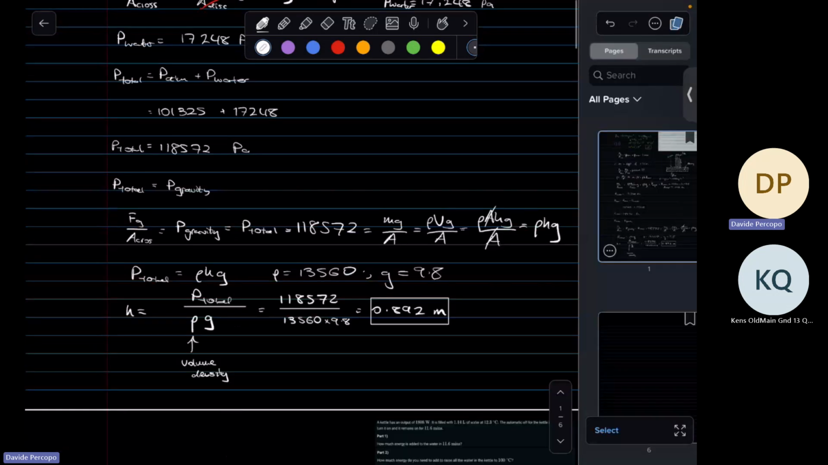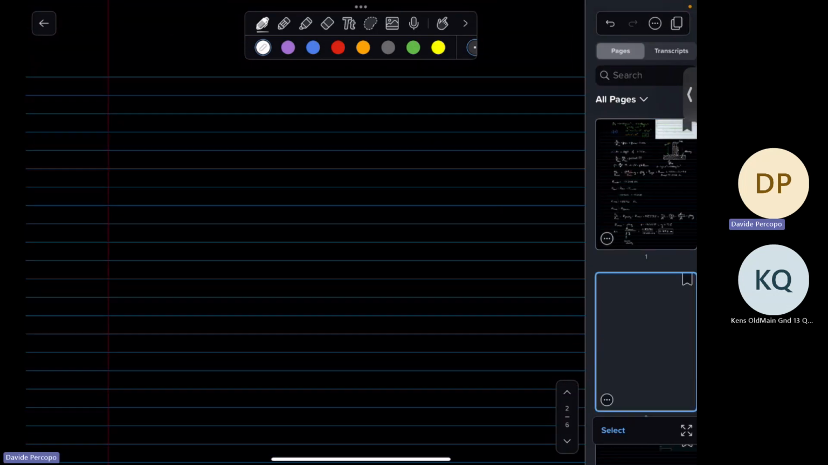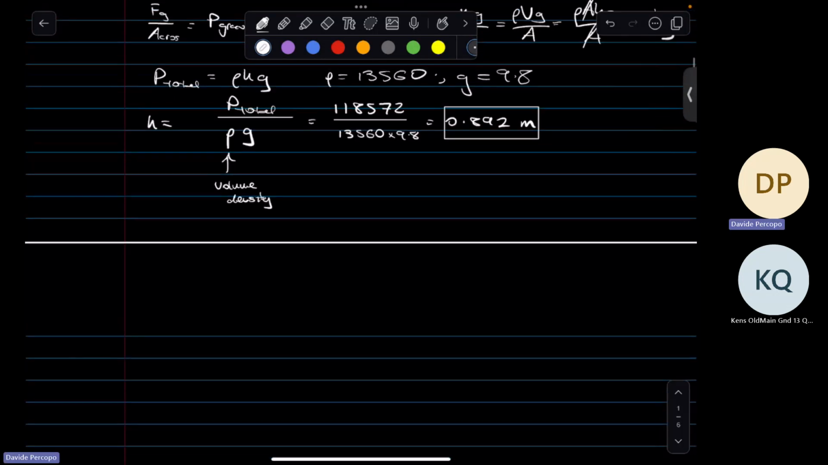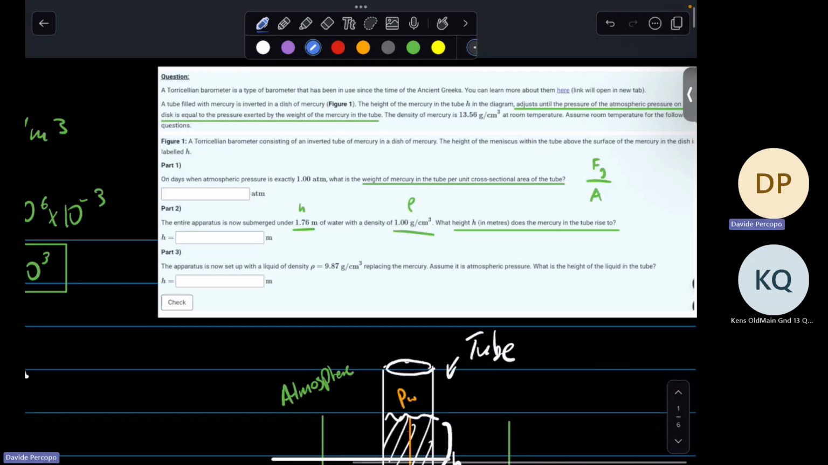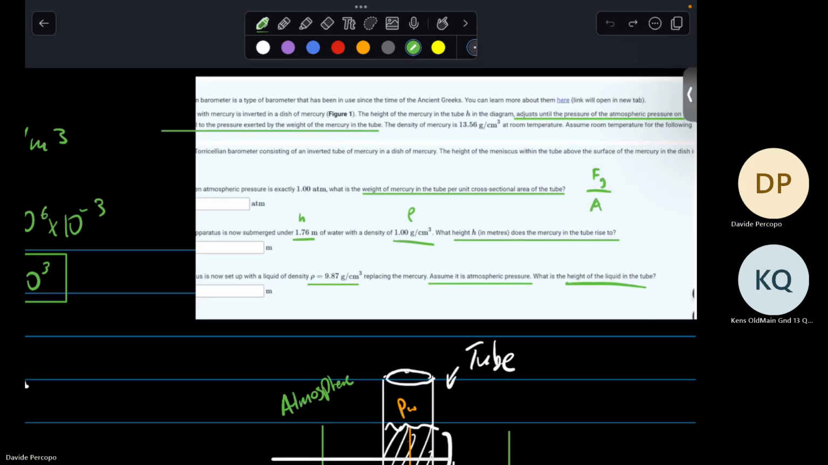Okay, probably need another page. Okay, part 3. What was the question? The apparatus is now set up with a different liquid of this density, so slightly less dense. Assume it's atmospheric pressure. So this system's not underwater anymore. It's just normal. So it's a similar question to before.